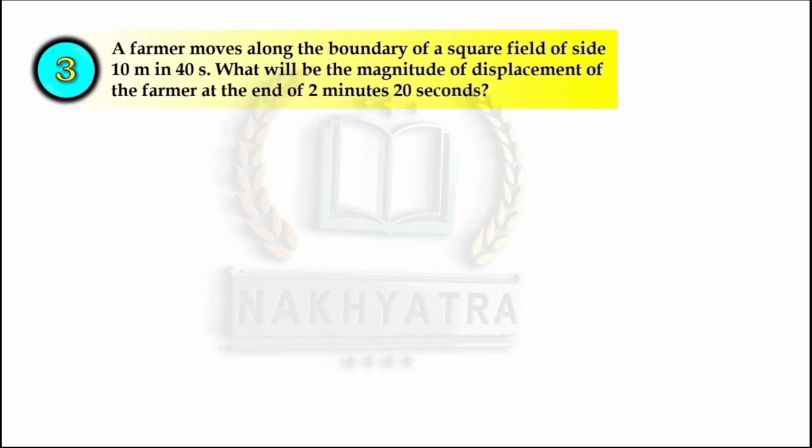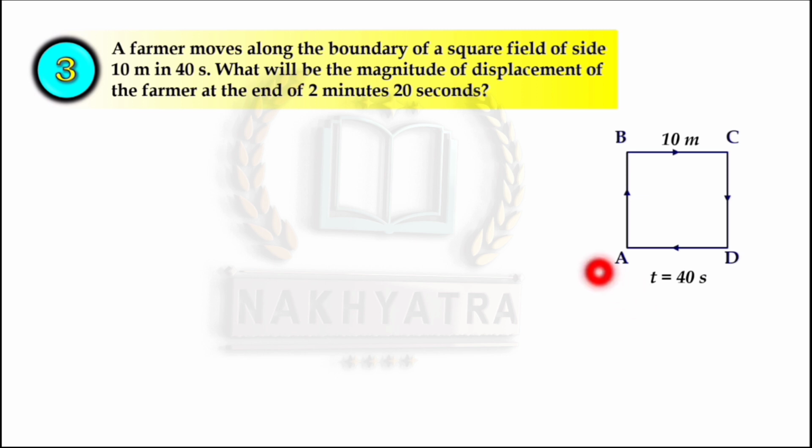A farmer moves along the boundary of a square field of side 10 meter in 40 seconds. What will be the magnitude of displacement of the farmer at the end of 2 minutes 20 seconds? Okay. Now see here, this is the boundary of a square field of side 10 meter. And here the farmer moves along the boundary of this square field in 40 seconds. So the time taken is 40 seconds. So what will be the magnitude of displacement after 2 minutes 20 seconds?